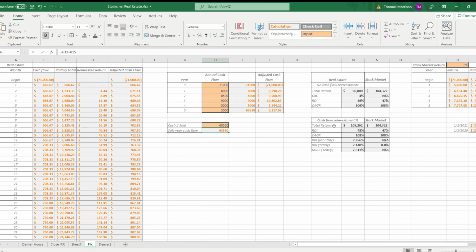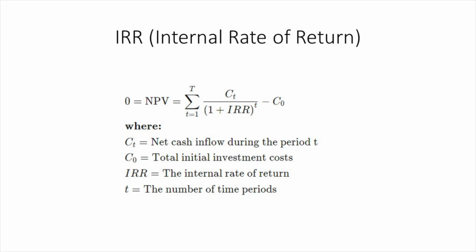Generally, IRR is considered to be the best calculation to compare different asset classes, as it takes into account changes in cash flow and compensates for variations in hold time. IRR is this formula shown here. It is actually a somewhat difficult equation to solve and tough to get an intuitive feel for. Essentially, it is looking at all of the cash flow for an investment over time, positive or negative, and taking into account the time value of money.